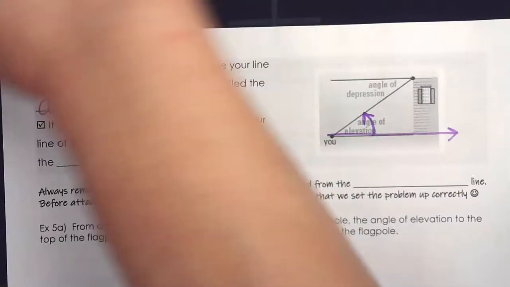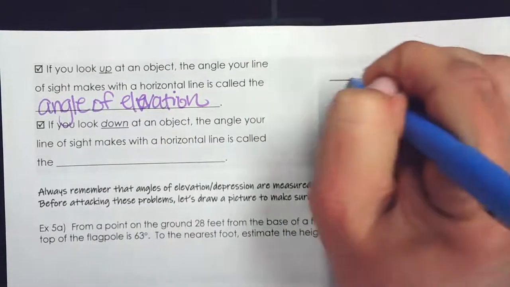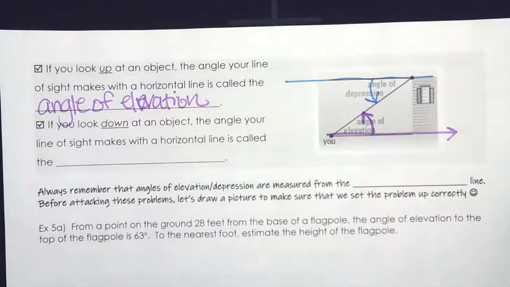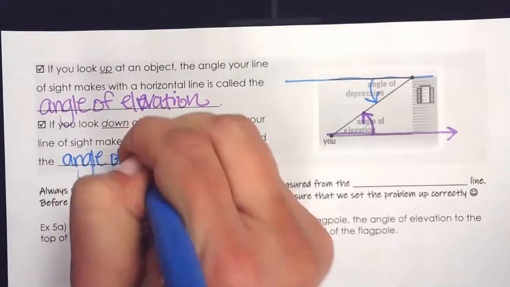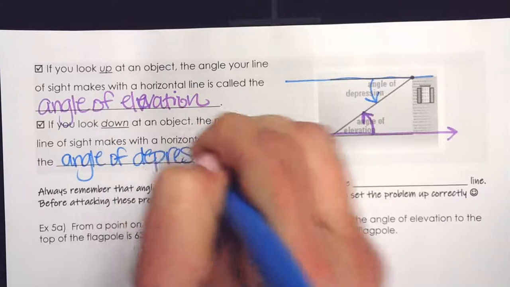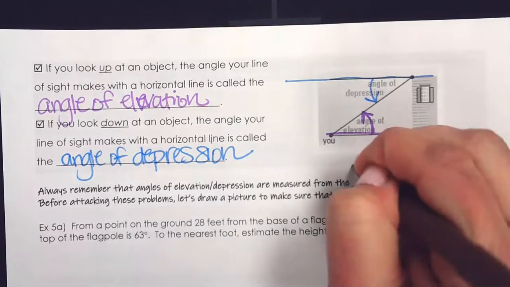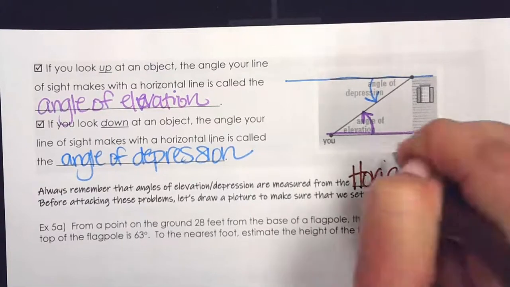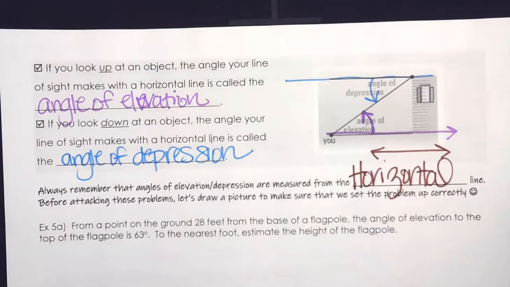If you look down at an object, so again, you're starting at the horizontal line and you're looking downward, the angle your line of sight makes with the horizontal line is called the angle of depression. Always remember that angles of elevation and depression are measured from the horizontal line, okay? They're always from the horizontal line, never from that vertical line.